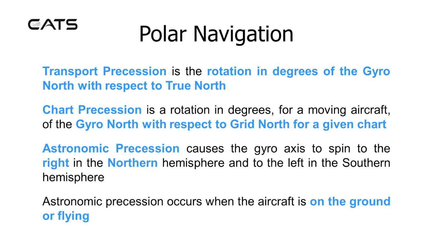Polar navigation. Transport precession is the rotation in degrees of the gyro north with respect to true north. Chart precession is a rotation in degrees for a moving aircraft of the gyro north with respect to the grid north for a given chart. Astronomic precession causes the gyro axis to spin to the right in the northern hemisphere and to the left in the southern hemisphere. Astronomic precession occurs when the aircraft is on the ground or flying.